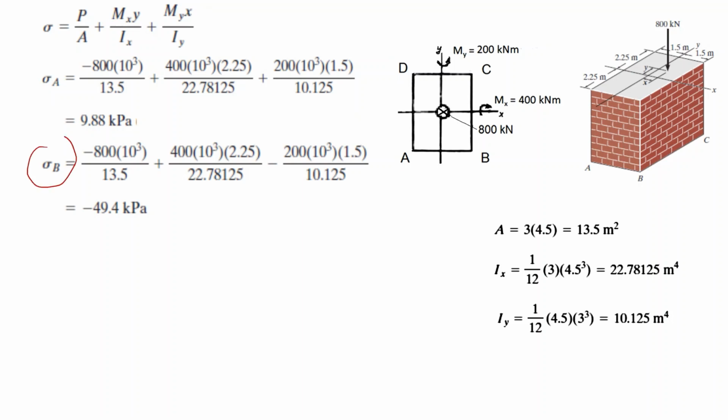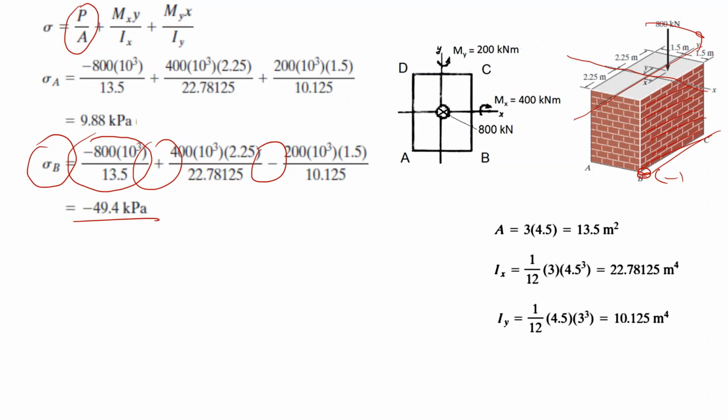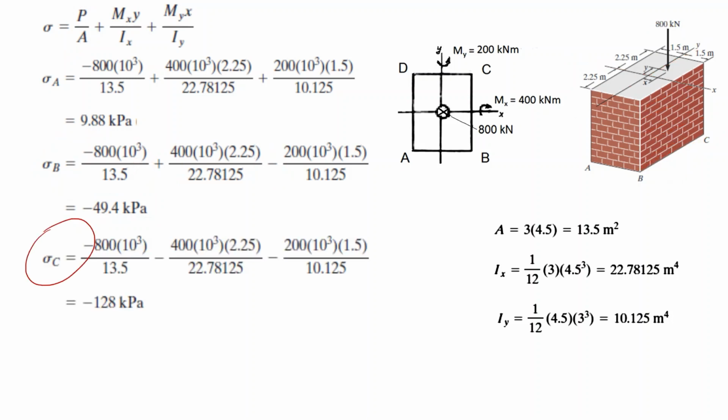You can repeat the same for the other points. For sigma B, in each point the uniform distribution of the normal stress due to that 800 will not change. Again, due to bending around X, a positive, and this time due to bending around Y, we will have a negative sigma in this wall. So this will be negative, and the result is 49.4.